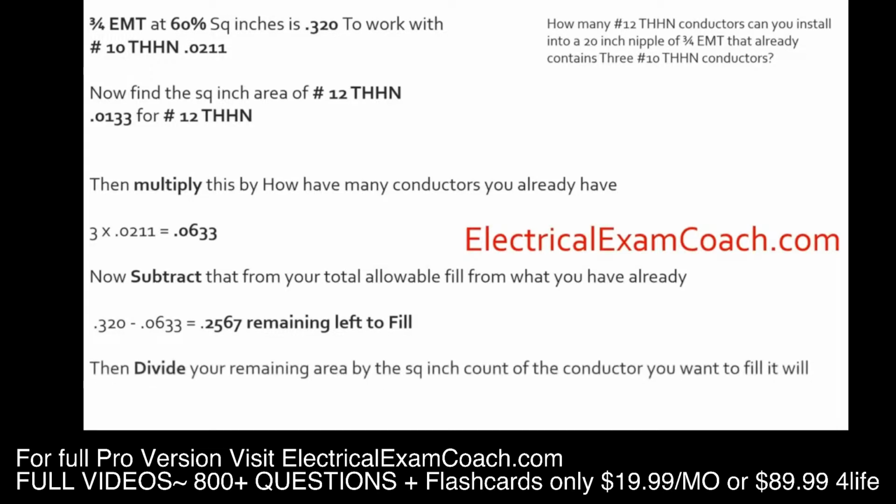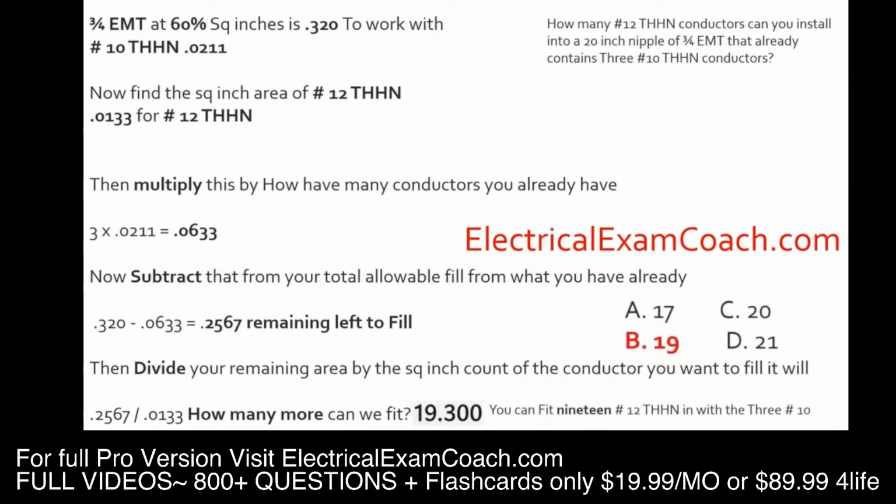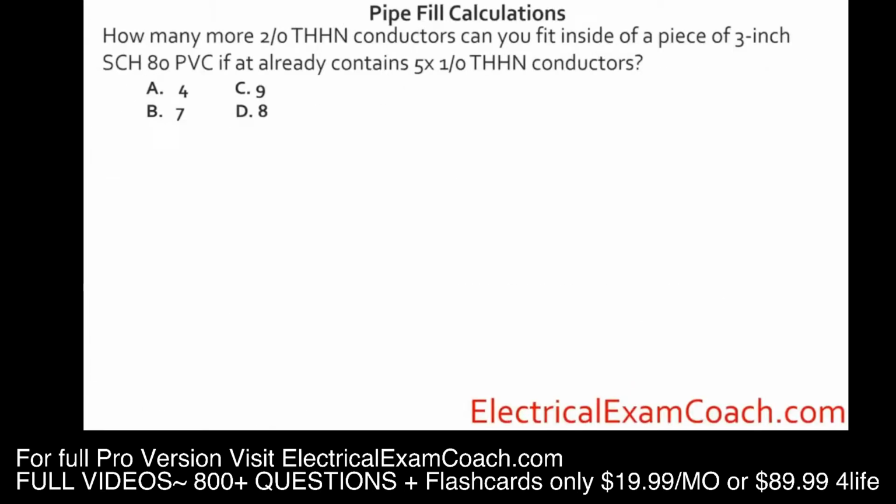Then, to find out how many more we can fit, we simply divide. We take our available left to fill, divided by the conductor that we're wanting to install, and that lets us know that we can fit 19.3. We're going to round down again, and we are going to select B. Great job. The next 3 sample questions are going to go a lot faster.